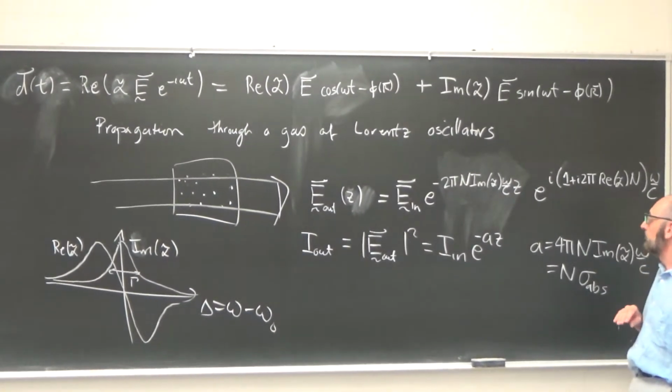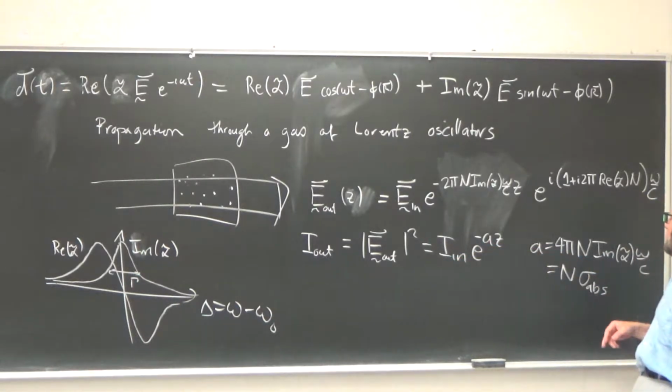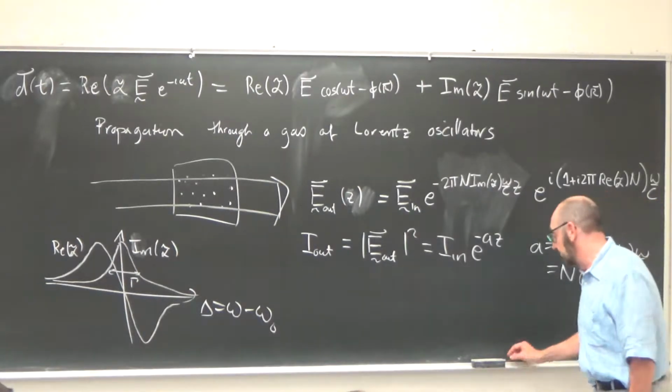And that attenuation coefficient in the intensity then can also give us an expression for the absorption cross-section in terms of the imaginary part of the polarizability and the density. This is the number density.